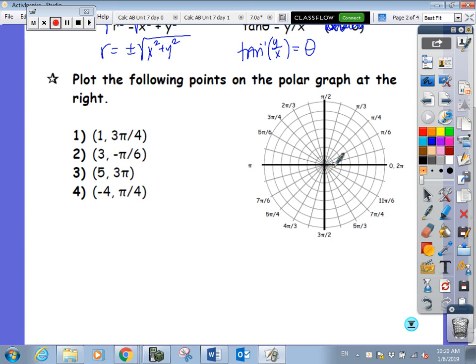We go out 1 ring, and then we go over to 3 pi over 4, plot that point. So there's your first point right there. That's all you do. Number 2, 3. We go out to 3.